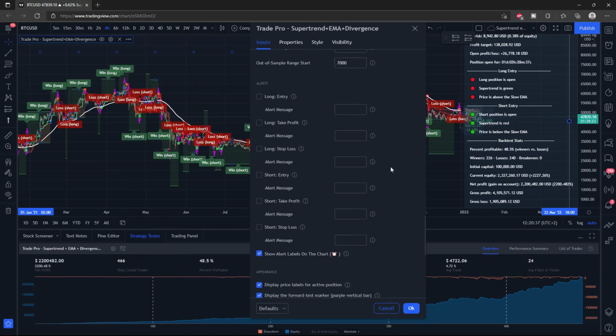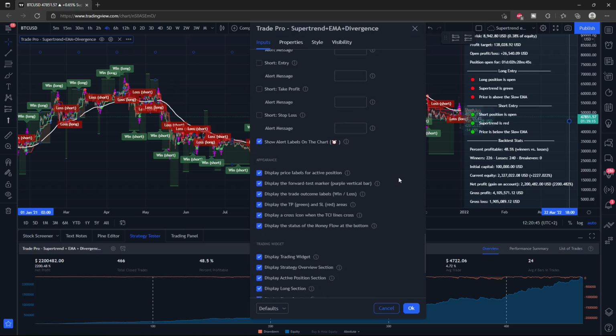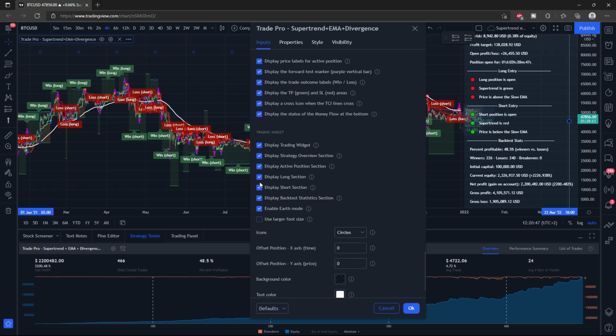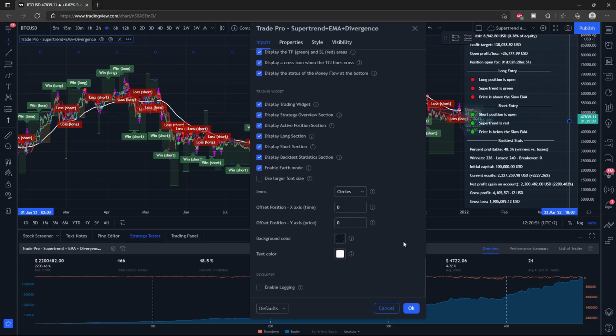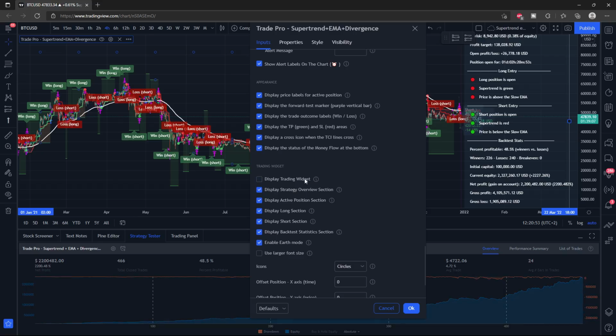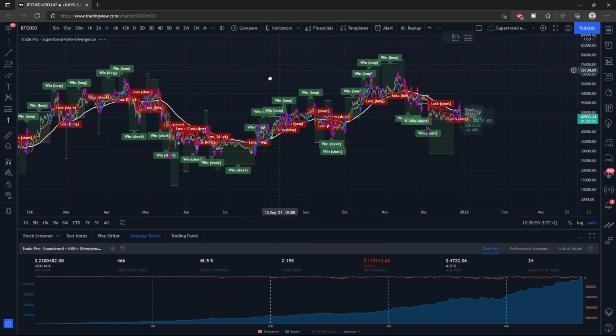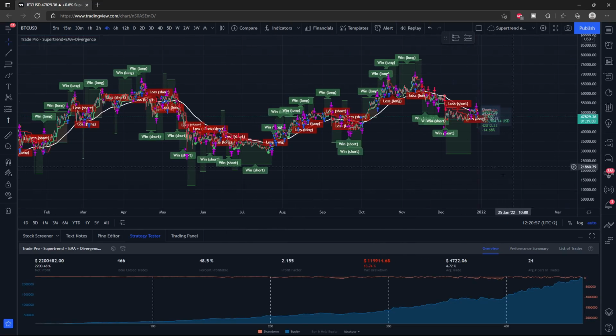This is for setting up alerts or webhooks if you want to use this for automated trading or just getting general alerts of when to enter. And there's also the trading widget here, which you can customize different parts of it or get rid of it altogether. So if I get rid of it, we'll see that the trading widget just goes away if it's kind of annoying you. But yeah, those are all the different things that you see within the settings here.